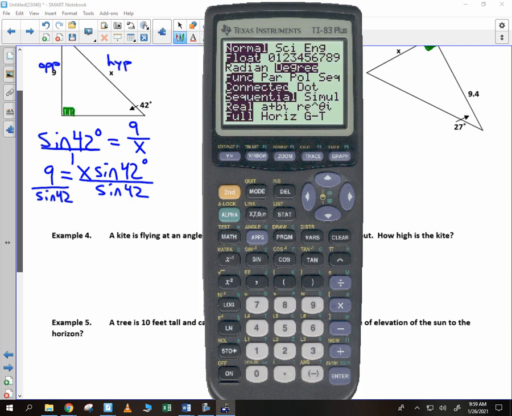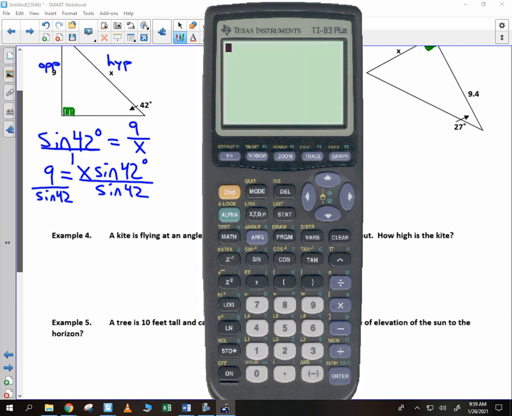I press mode and I first make sure I'm working in degrees. If you're working in radians, you will not get the right answer. So I'm going to take 9 and divide it by the sine of 42. Notice I get 13.45 is equal to x.